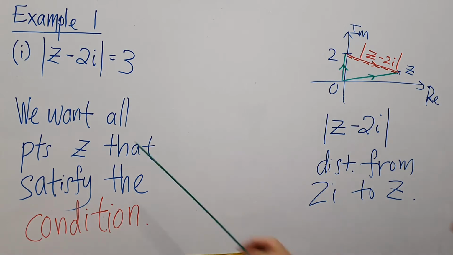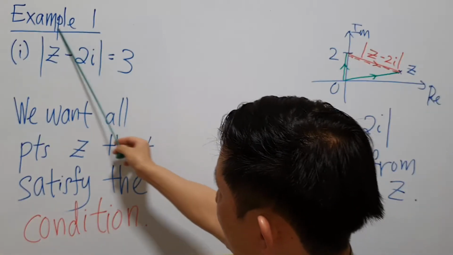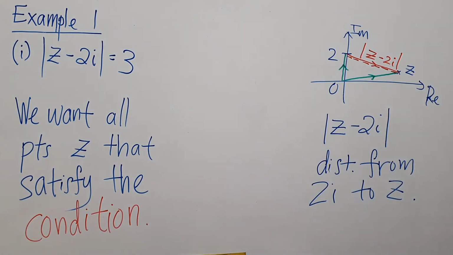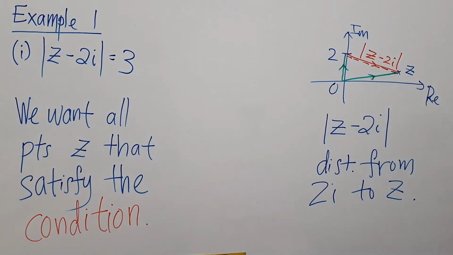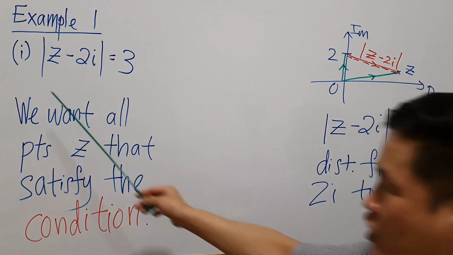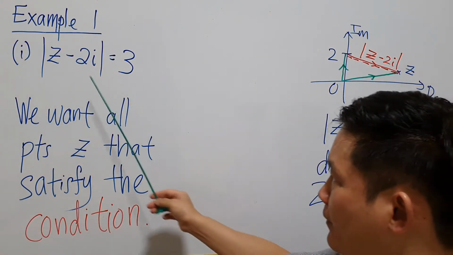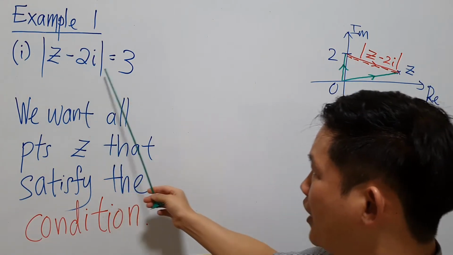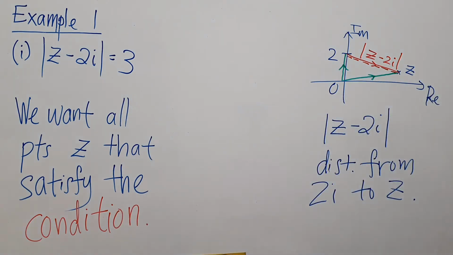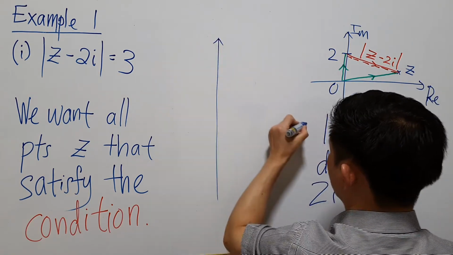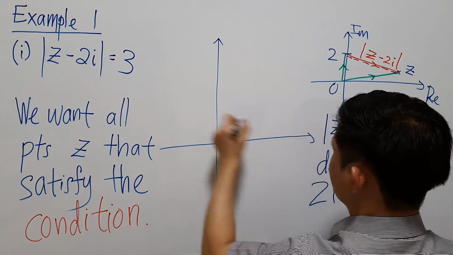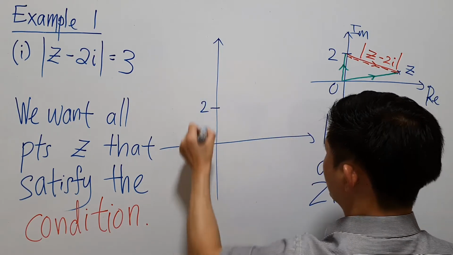Now taken together, this entire equation would therefore mean you want those z values where the distance from 2i to z is always 3. So now if you have understood this geometrical meaning, you are ready to draw a diagram for it. This is my complex number 2i.